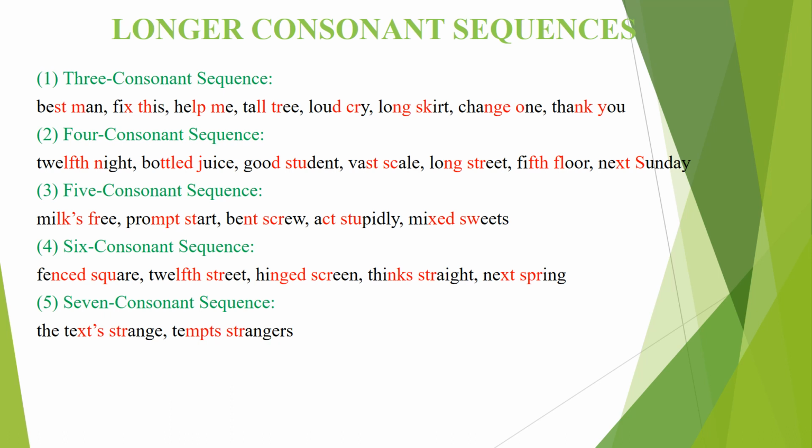Following are examples of longer consonant sequences that occur in the English language. We have three consonant, four consonant, five consonant, six consonant, and seven consonant sequences. Now you can listen to the tracks to see how native speakers pronounce these words.